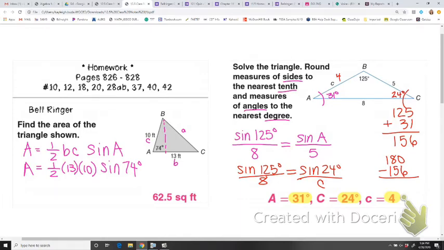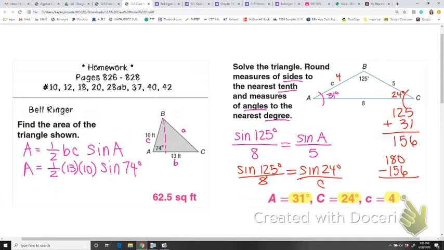The homework is going to be out of the textbook again, and I will upload a PDF of the questions in case you don't want to log on to the book. But it is pages 826 to 828, and I'm going to modify this a little bit from last year. You will not do numbers 37, 40, and 42. So only do the first 6 questions, 10, 12, 18, 20, and 28, parts A and B only.